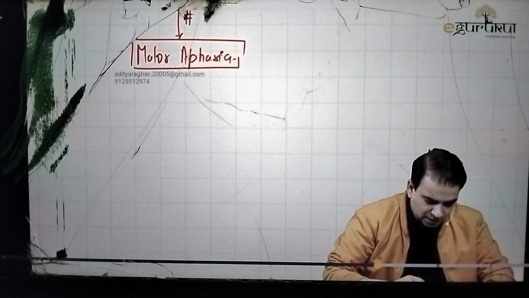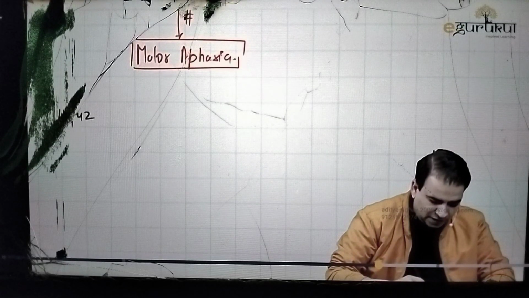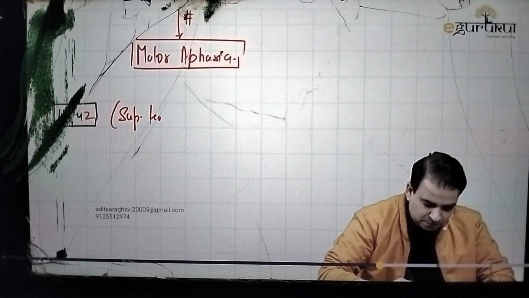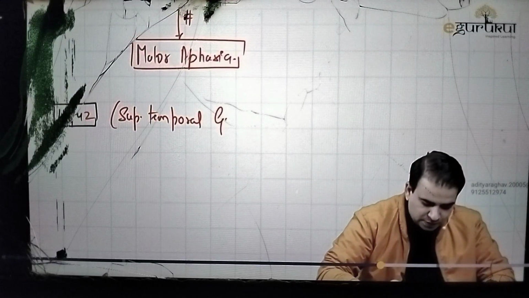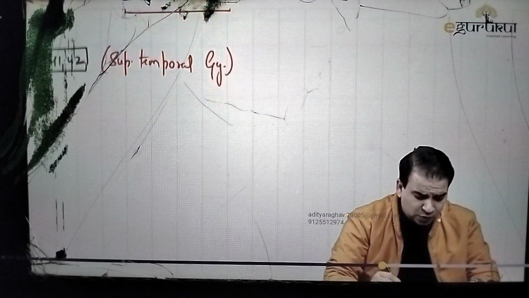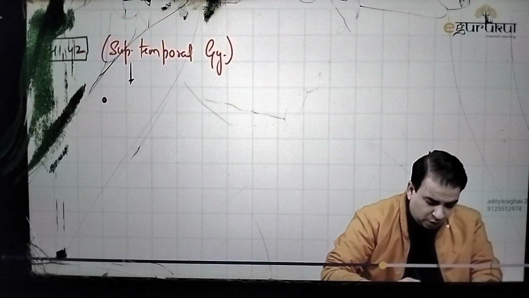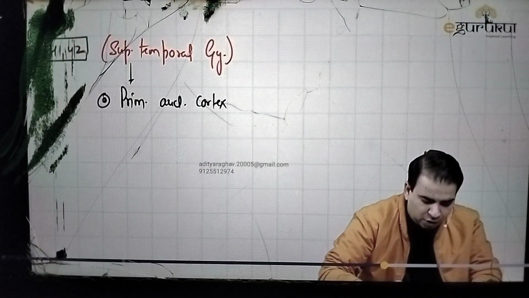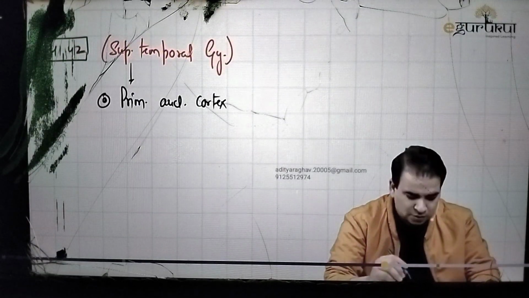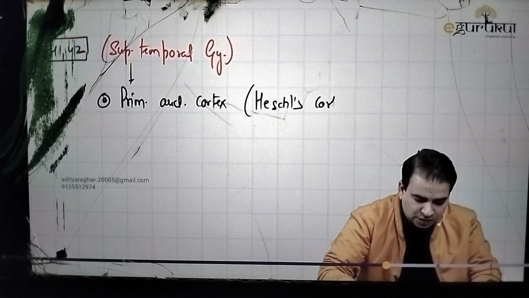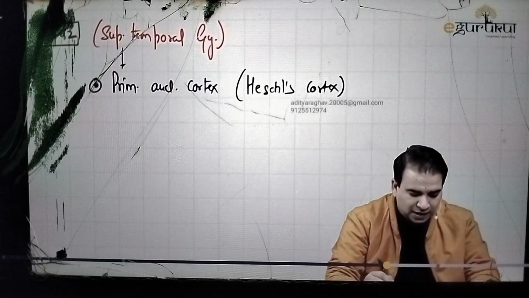Another important area that we marked in the diagram is 41 and 42. Where is 41 and 42? 41 and 42 is present in the superior temporal gyrus. Now why is this so important? Because this here is the primary auditory area or primary auditory cortex. We talk about it in the auditory pathway also. Primary auditory cortex, also called Heschl's cortex.